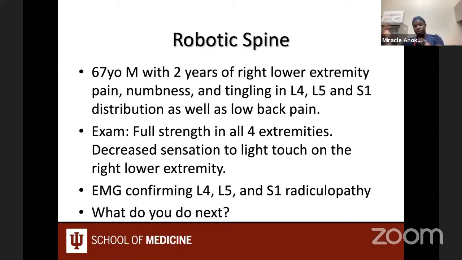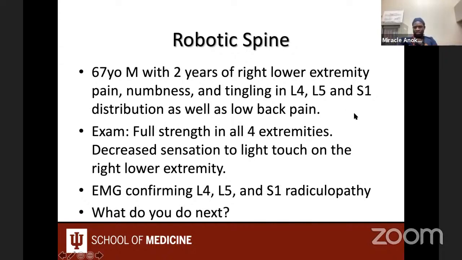So if you were able to identify these dermatomes, you can theoretically trace back to the spine where you think the pathology is. Based on the description of the patient, I could tell you that they have an L4, L5, and S1 radiculopathy, which means that I think that this is a problem of the nerve root itself. The good news is this patient's full strength. So what do you want to do next?